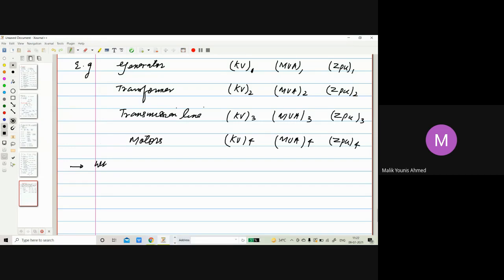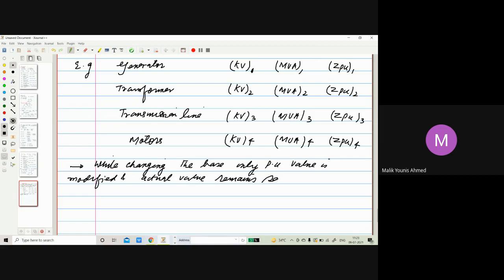While changing the base, only per unit value is modified and actual value remains the same.